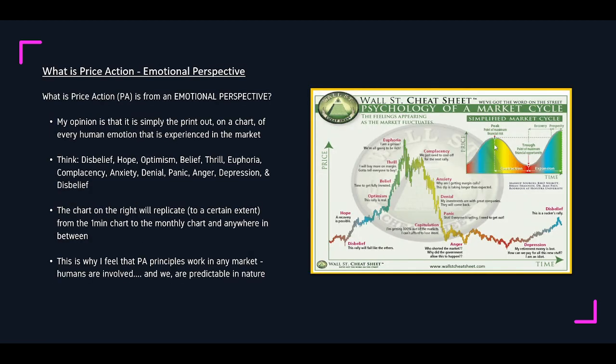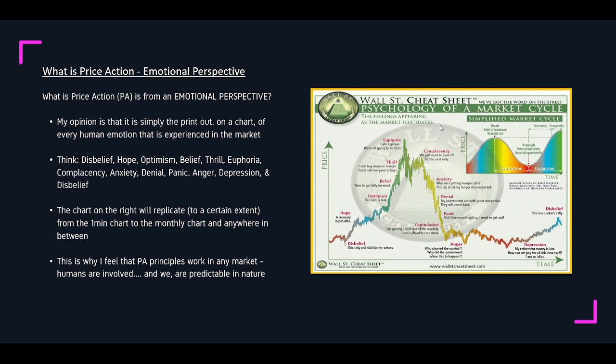So then we have the Wall Street cheat sheet, as we have all no doubt seen many an influencer share in regard to where we're at in the world. But I also do believe there's an emotional perspective behind trading as well. So what price action is from an emotional perspective, in my opinion, is that it is simply the printout on a chart of every human emotion that is experienced in the market.